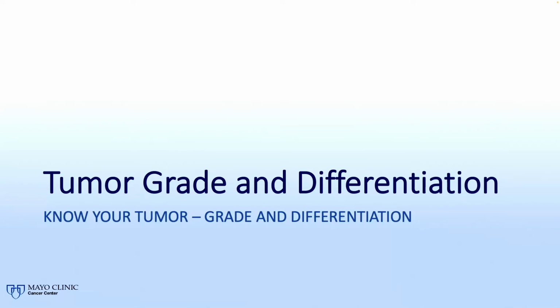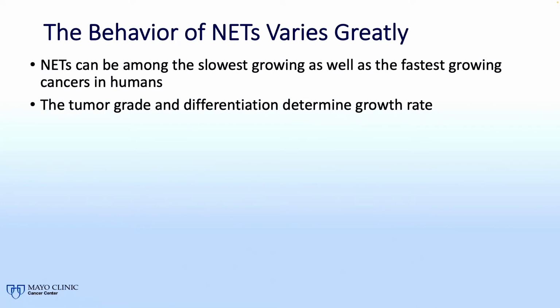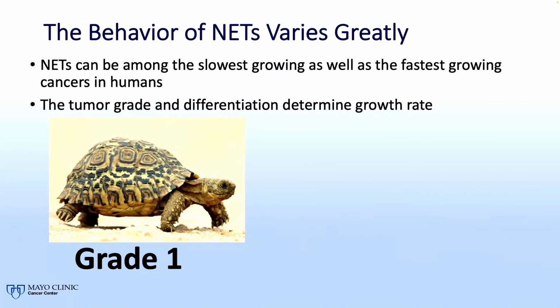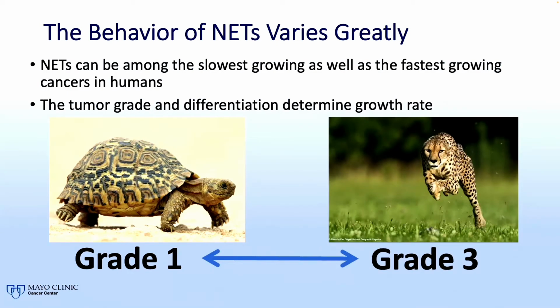Well, switching gears to tumor grade and differentiation. This is incredibly important to understand. So you've got to know your tumor. When we talk about tumor grade and differentiation, these are factors we use to predict how the tumors will behave over time. The NETs can be really slow growing and they can be really fast growing, and that's determined by the grade. Grade 1 can move really slowly. Grade 3 can move really fast.